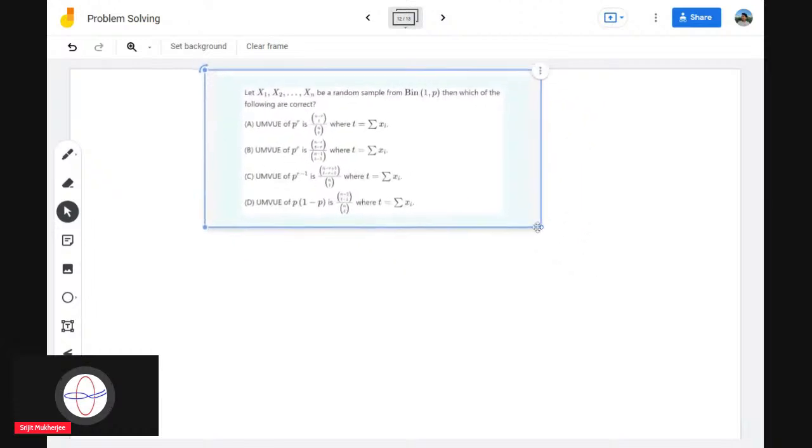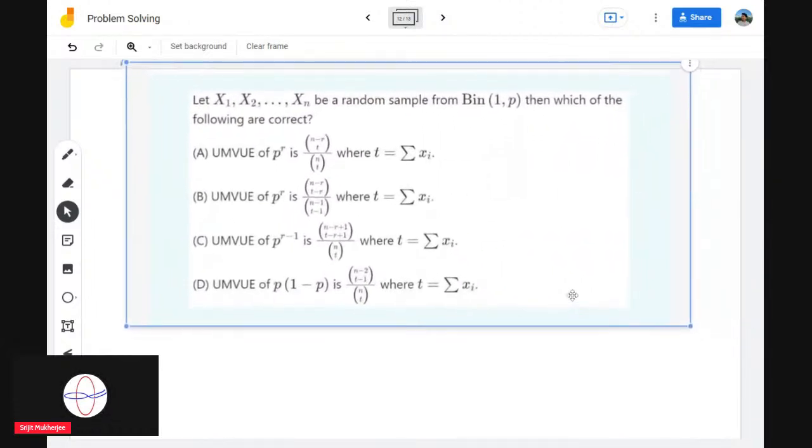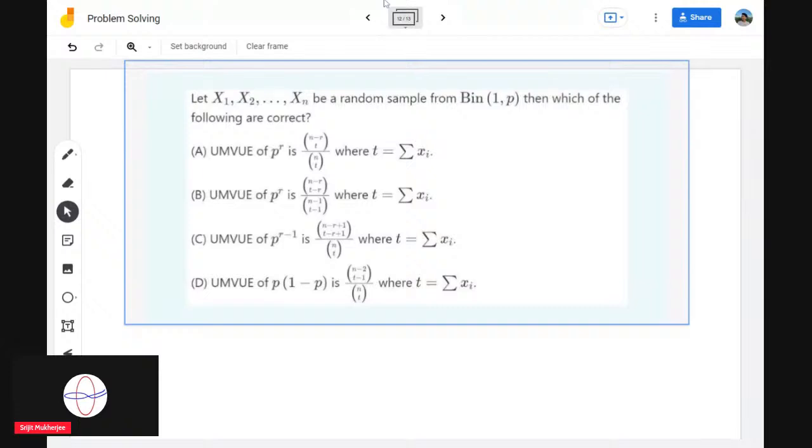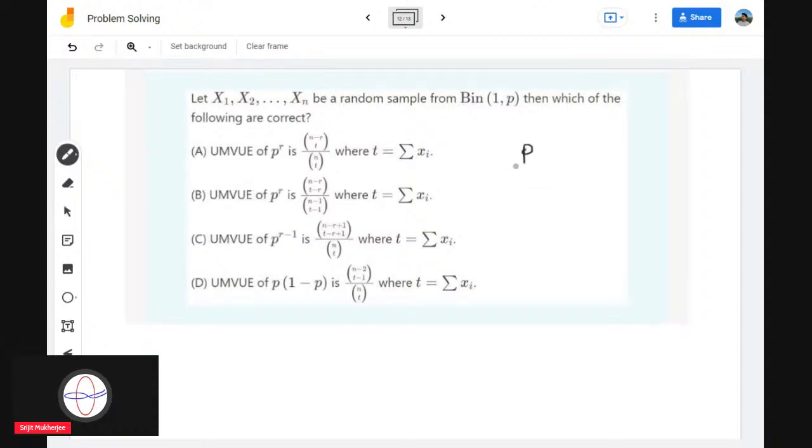Same UMVUE. So this is a UMVUE I already told you a lot of times. Why couldn't you do it? This is very easy. So the UMVUE of p is what? X bar, or the summation T, let's say T. The UMVUE is T, or its complete sufficient statistic is T, right? Now p to the power alpha, the complete sufficient statistic is also T, since it's a one-to-one function.